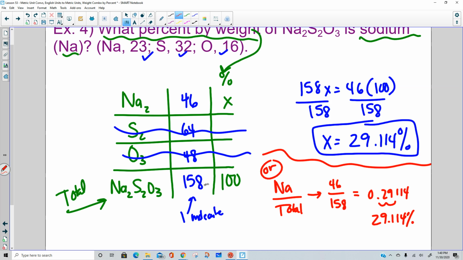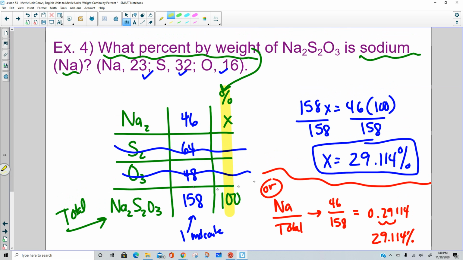And you could do that with any of the substances. The beauty of setting up this third column this way is that it's already understood that all of my numbers here are in percent already, okay? And so that's percent by weight, and we are done.